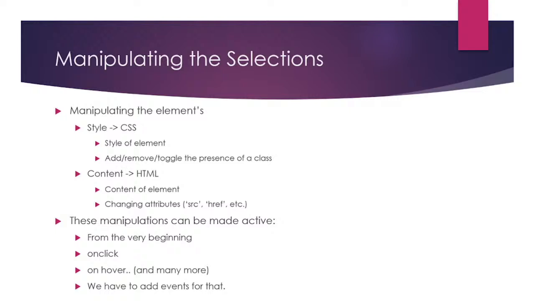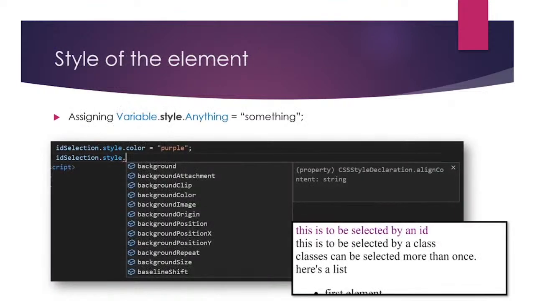And inside the content we can change the content of an element, we can even change its attributes. These manipulations can be made active from the very beginning when the page loads, on click when you click a particular button, or on hover when you hover over a particular section and a drop box appears, something like that, and many more events. All of these events, you can have a look at in the MDN reference.